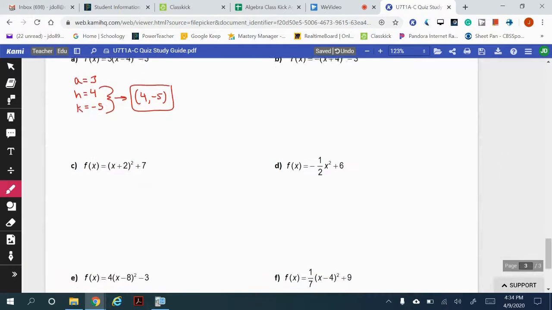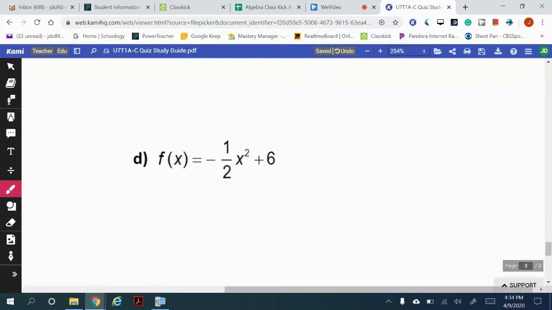Let's take a look really quickly at a problem like D. Now D looks kind of funny here because we don't see any parentheses. Well, that's because the H value is a ninja, right? It's a ninja term. So 1/2, the catch is, guys, that this x squared is really x minus 0 squared. 0 is the ninja term, right? If I add or subtract 0, nothing changes. So we can simplify that and we don't see it, but we've got to remember it's there.